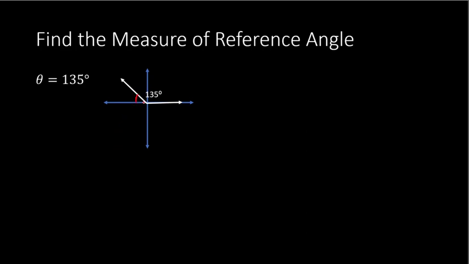So what we can do is subtract 135 from 180 degrees to figure out what angle would be right here. Because 135 plus this angle, whatever that is, must equal 180 to create the line. And so the angle that would add to be 180 would be 45. So this angle measure, the reference angle, is 45 degrees.